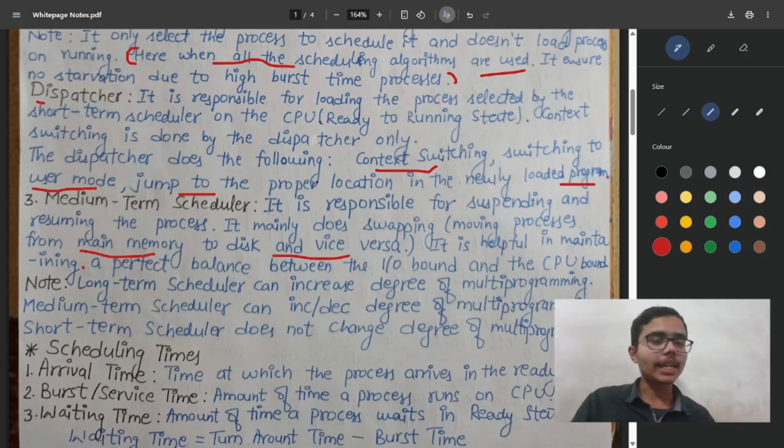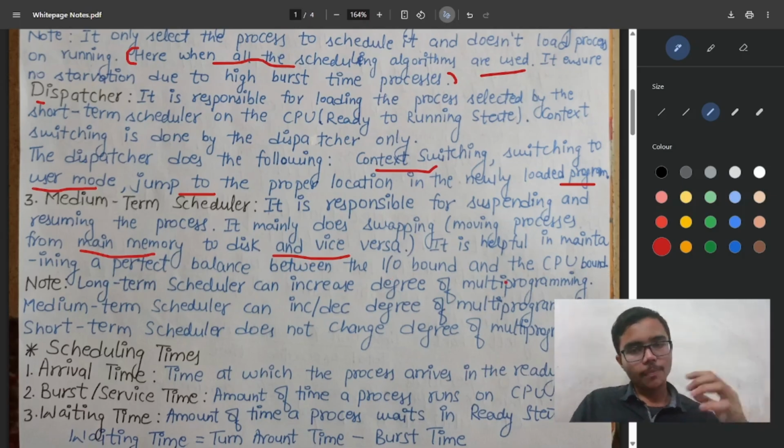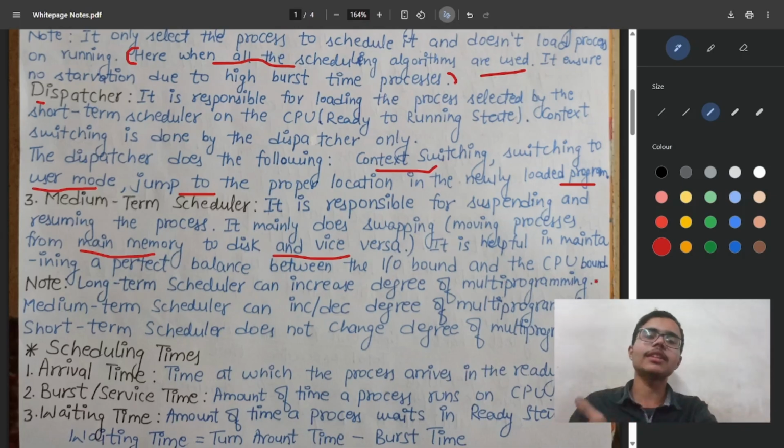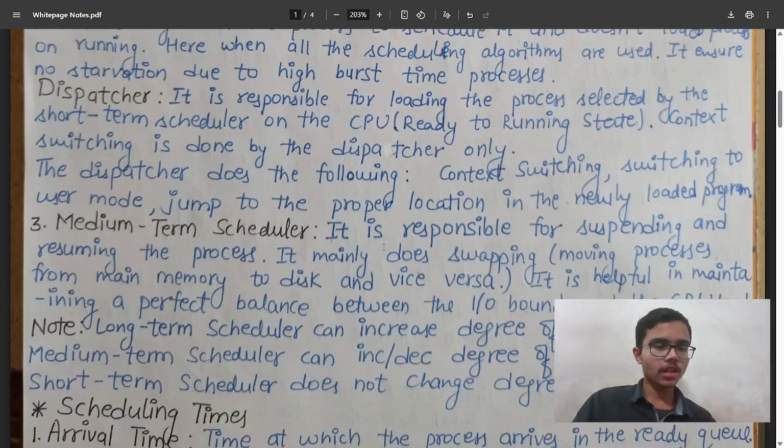It is helpful in maintaining a perfect balance between the input output bound and the CPU bound processes. Input output bound means the processes which spend most of their time in input output, and CPU bound means the processes which spend most of their time in the CPU, that means the running state. These are the CPU bound.